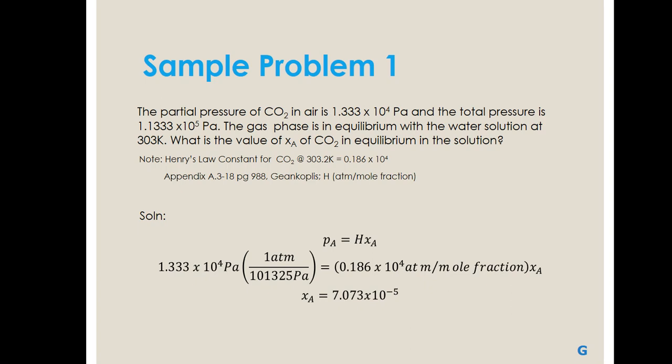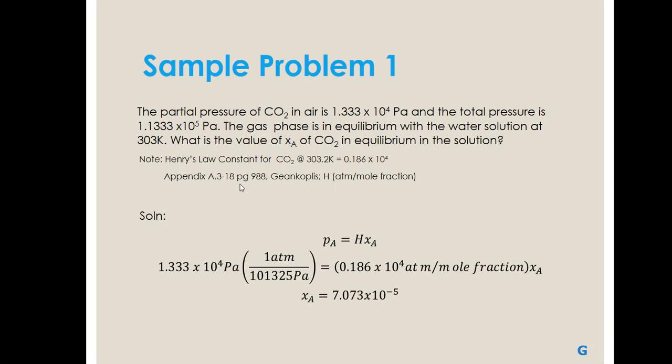The gas phase is said to be in equilibrium with the water solution at 303 Kelvin. What is the value of XA? That is the composition of CO2 in the liquid phase that is said to be in equilibrium in the solution. Now, the Henry's law constant for CO2 can be taken from Perry's handbook or from appendices at the back part of your textbook and major reference books.